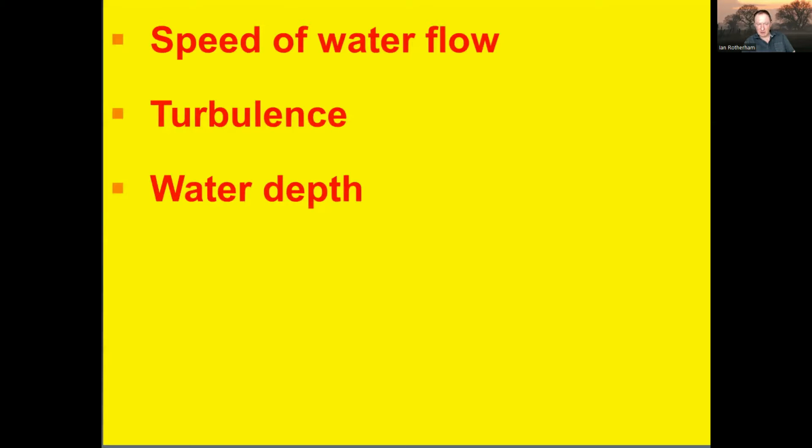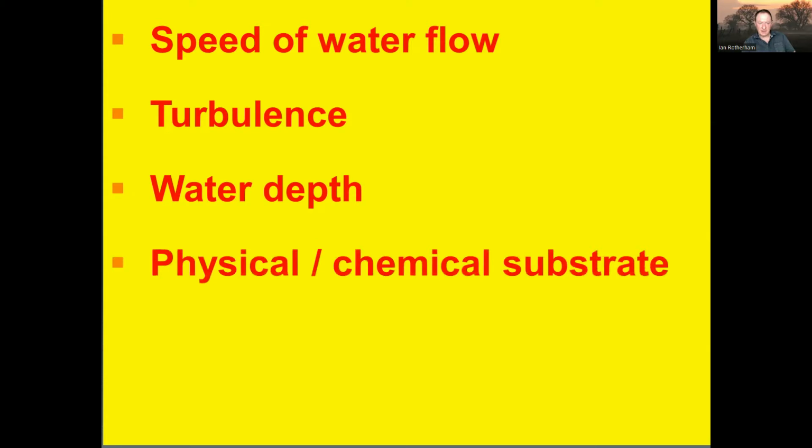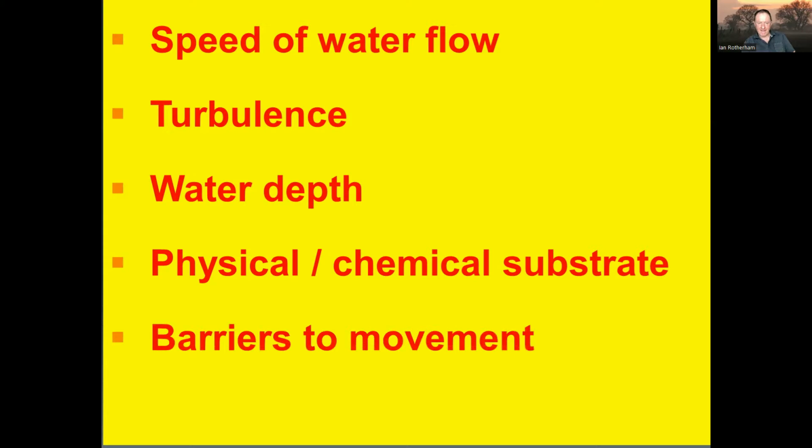Water depth: some things require shallow water, some things require deep water. Deep water implies continuity of water. Shallow water can often be ephemeral, so short-lived and dry up, and that can cause problems. So again, this is something that we need to think about. The physical or chemical substrate: what is the geology and what are the soils surrounding the water in your catchment? And what is the geology and the soils immediately around the stream or the water body, influencing it? This of course affects things like the rocky substrates, the shingles, the boulders, etc., in the watercourse itself. And barriers to movement.